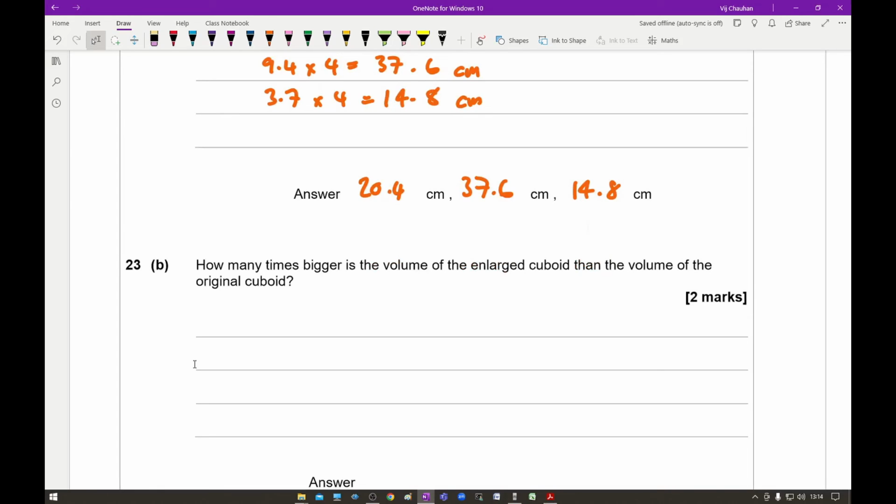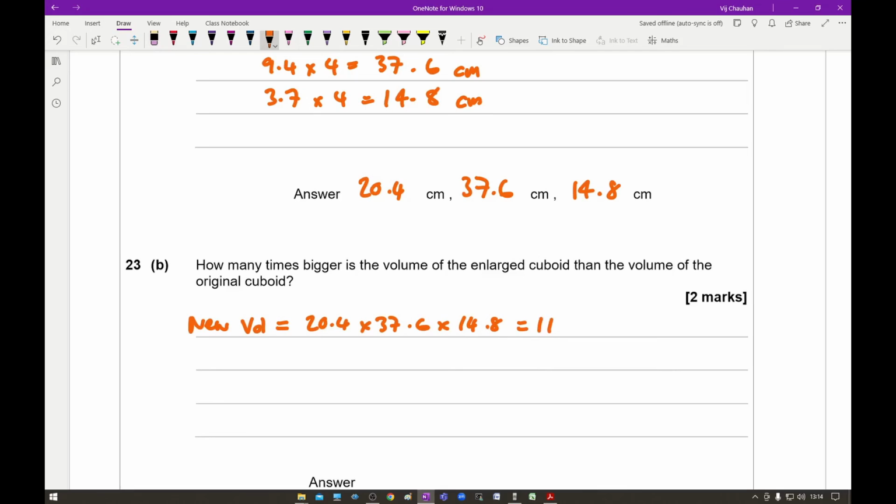Moving on to question 23b, it says how many times bigger is the volume of the enlarged cuboid than the volume of the original? So here, if we work out the new volume, well, it's going to be 20.4 times 37.6 times 14.8, and that gives me an answer of 11352. Let me just write that a little bit neater.